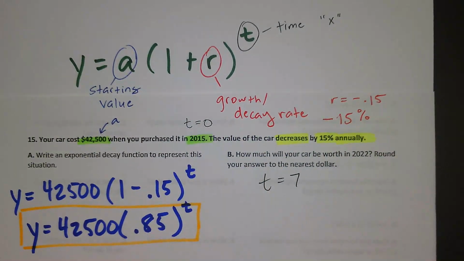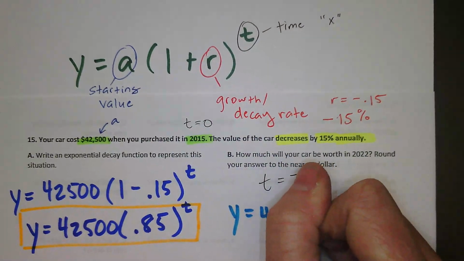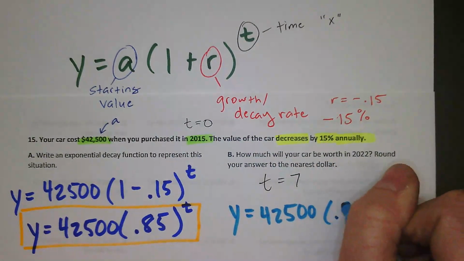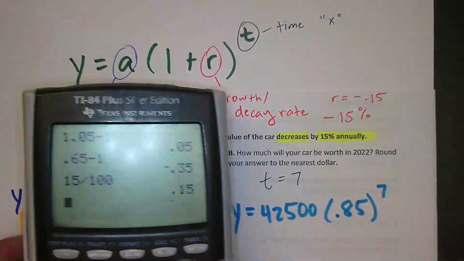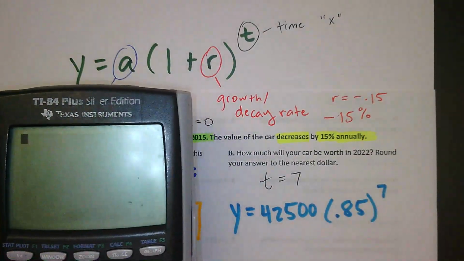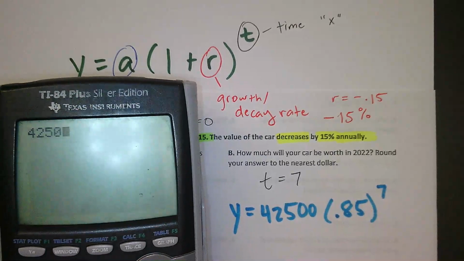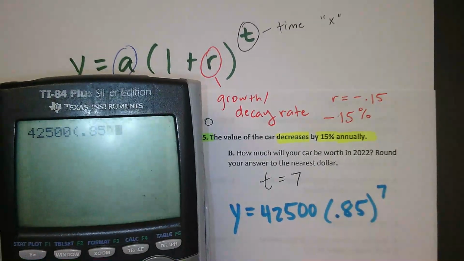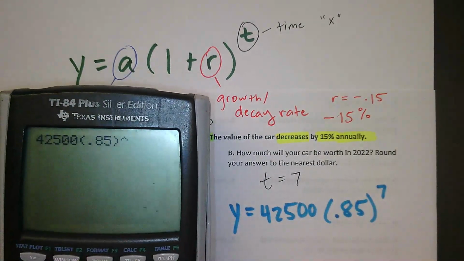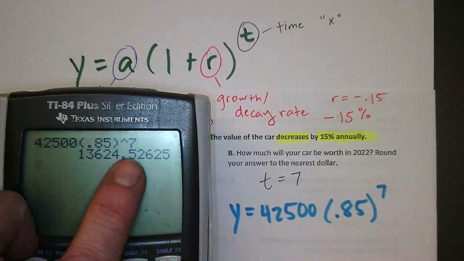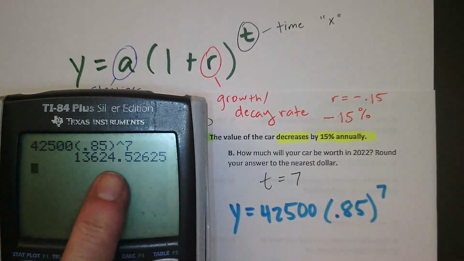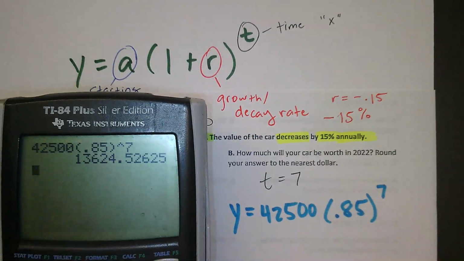We're going to take this equation and do y is equal to 42,500 times 0.85 and raise that to the 7. And at this point, you've got to use the calculator. There's no way I'm doing that by hand. We're just going to type in exactly as we see it, 42,500 times 0.85, raise that with a caret. There we go, to the 7. Rounding to the nearest dollar, we got a 5 there in the tens place, so that's going to round this up. It's going to be 13,625.